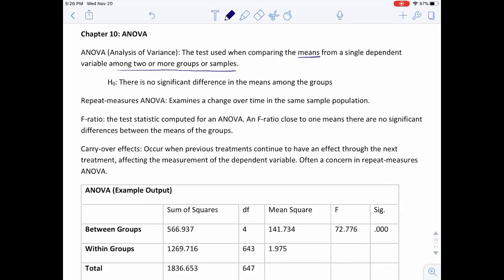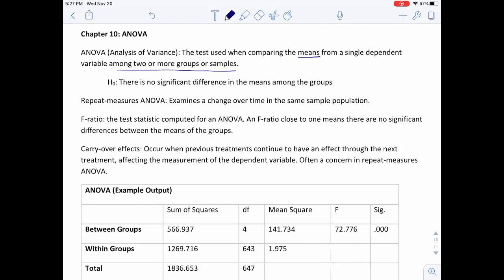A repeated measures ANOVA is very similar to the dependent samples t-test, in the sense that now we've got these measurements over time, but maybe over more than two time points. So you're examining a change over time, and it has to incorporate that I've actually made a measurement on the same individual over multiple times.